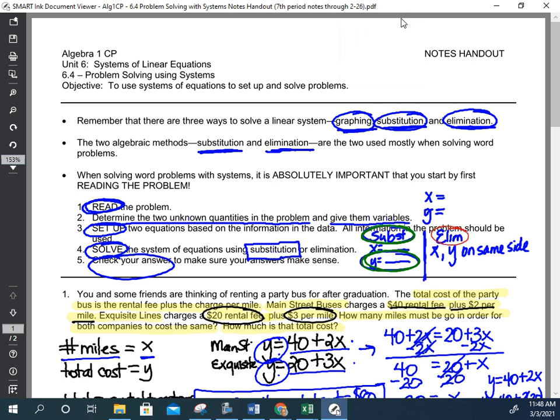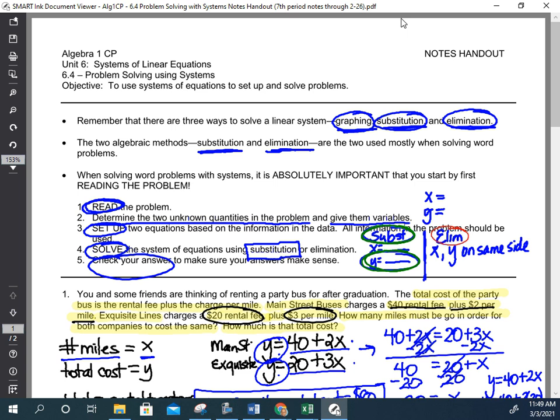All right, so just to recap from last week on Friday. When we are solving systems with word problems, the first thing you need to do is read the problem. You can't solve the problem if you're not going to read it. After you read it, determine what's missing. There's going to be two things missing. Figure out what they are, make one of them X, make the other one Y.